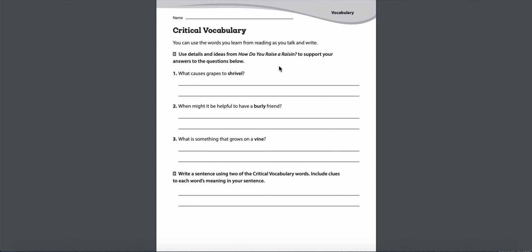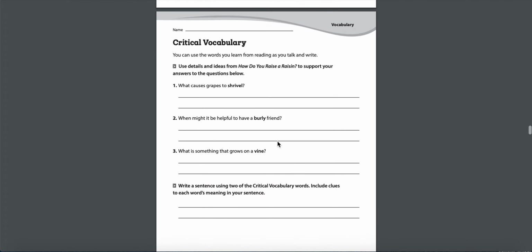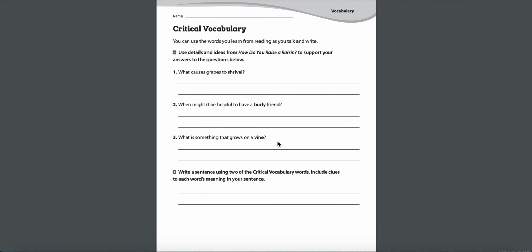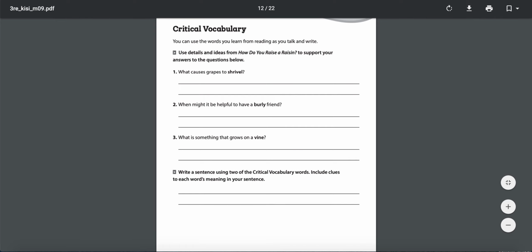Remember, complete sentences. Capital letters, punctuation at the end. Let's keep practicing how we are great writers. Let me know if you have any questions about any of your work today. Enjoy your new story.